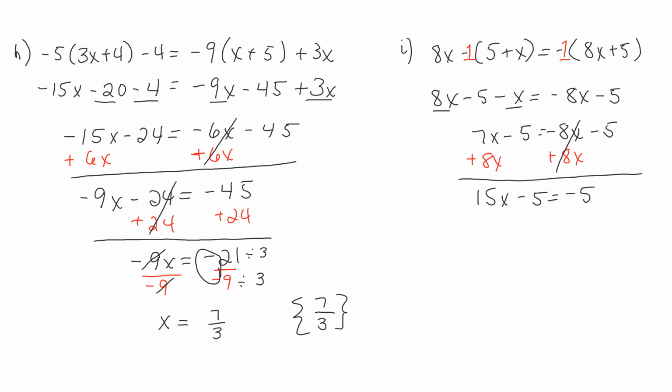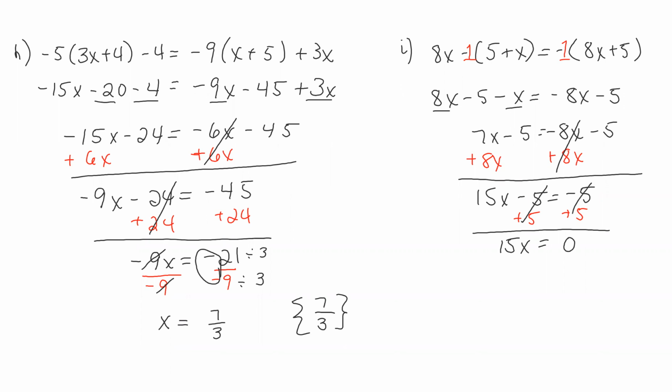Let's move all the constants to the right. So let's focus on the negative 5 that is on the left. How would I move minus 5? I would add it. So on the left, negative 5 plus 5 is 0. 15x minus 0 is just 15x. And then on the right, negative 5 plus 5 is 0. But there's nothing to combine that 0 with, so I just write down the 0.